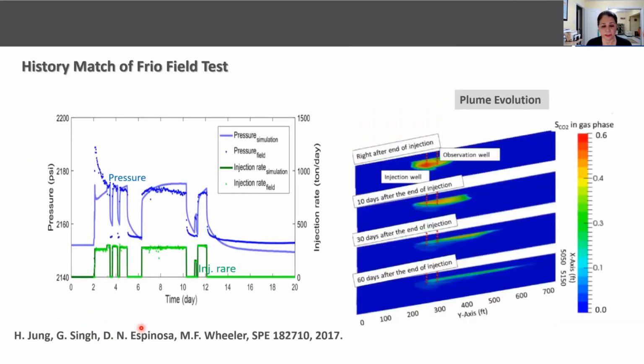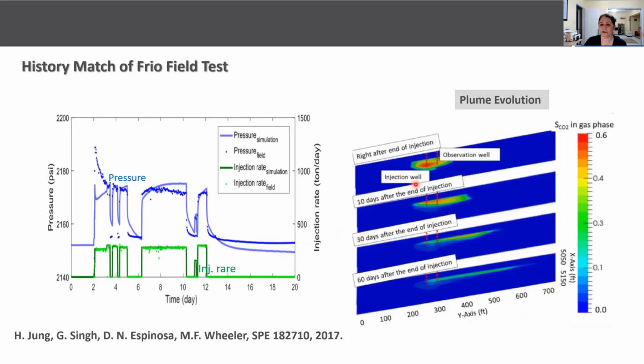Many different groups history matched or modeled this test, including the group at the University of Texas. And this is one in 2017 by Dr. Wheeler and her group. This graph shows in green the injection rate. And of course, we modeled that correctly in the simulator, as in the actual field. And the only thing really measured is the pressure response. So these points are the pressure that was measured, and the solid line is the simulation history match.